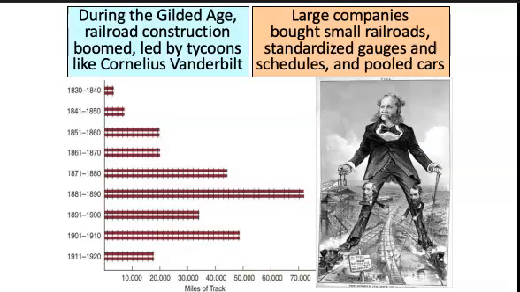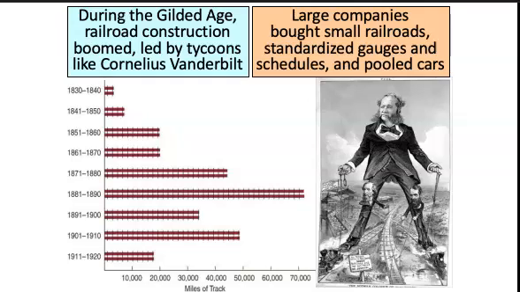Now, what we are going to see is during the Gilded Age, that's that time period that we're in now, the time period after the Civil War and Reconstruction, railroad construction is going to boom. And one of the biggest players in this construction boom is the tycoon Cornelius Vanderbilt. Now, he's going to buy out many small railroads, and not just him, but also other major players in the field. They're going to buy out small railroads.